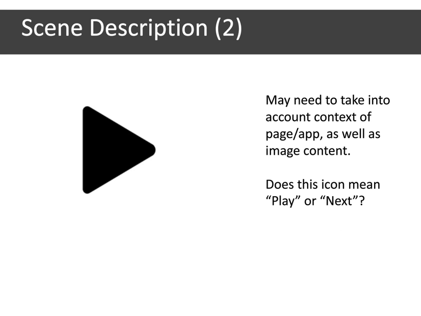In scene description, it will be really important to also take into account context. There are nuances in how the images need to be interpreted. For example, this icon that I'm showing here, which is a triangle pointing right: does this icon mean play, or does it mean next? It's entirely context dependent.